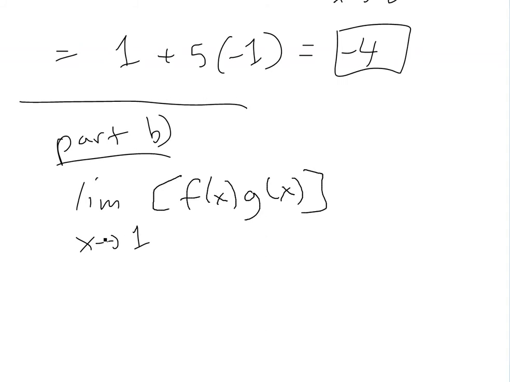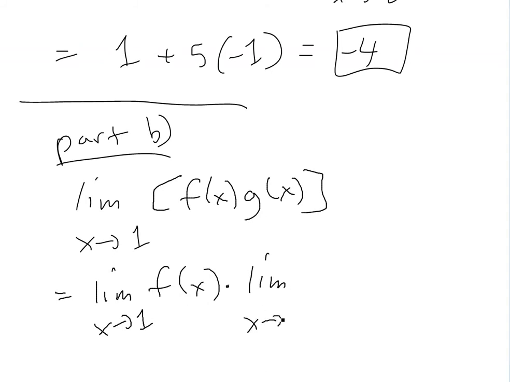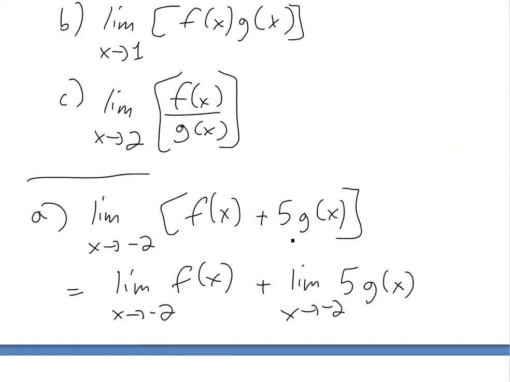Well, before we even look at the graph, we just apply our limit laws. This is just equal to the product law, so you can do this separately for each one: the limit as x approaches 1 of f of x times the limit as x approaches 1 of g of x. Now we just solve these separately from the graph.